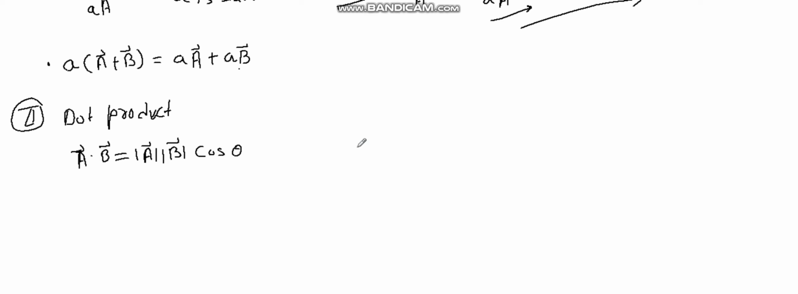Okay, so let's try to understand this with a diagram. This is a vector A and this is the vector B. What is this theta? Theta is the angle between A and B, such that A and B are joined together tail to tail. Okay, so this is it.